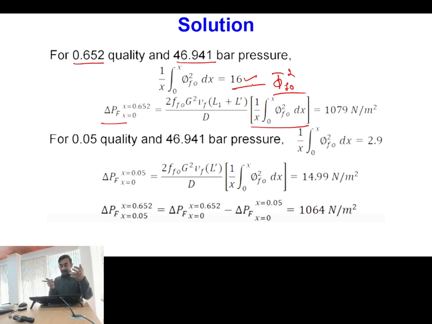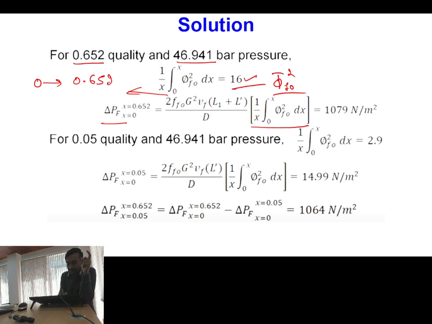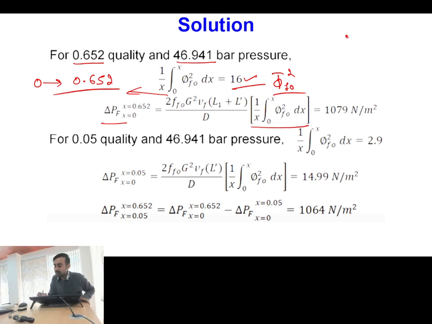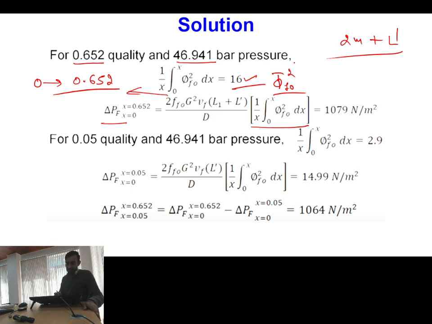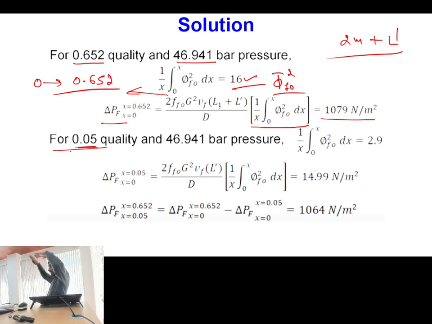Of course, this multiplier is also based on the assumption that my quality is changing from 0 to 0.652. So when I am moving from 0 to 0.652, I have to use the total length. So total length is 2 meter plus L dash, 0.166. By using this L1 plus L dash, I am calculating the frictional pressure drop and it is 1079 Newton per meter square. Then I need to calculate the pressure drop for exit quality of 0.05, because I need to calculate for the L dash portion.